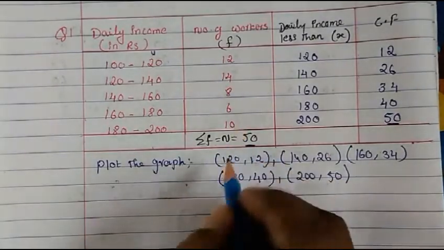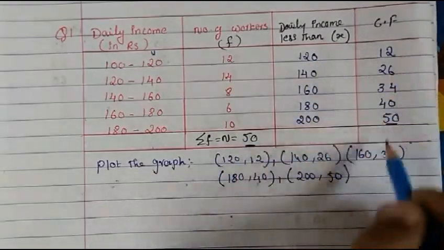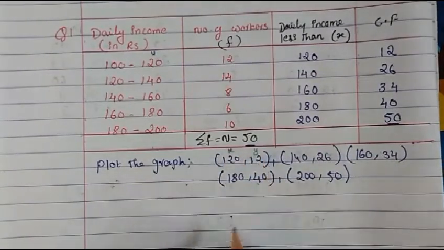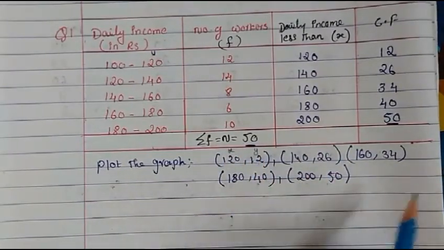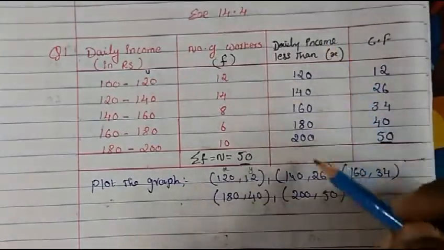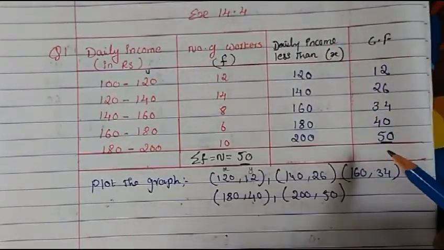You know that always the first one is X, and this is Y. So this is X, which is on the X axis; same way for everything. So this will come on the X axis, and this will come on the Y axis.